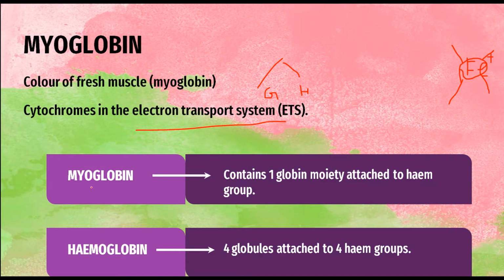There's one single difference between myoglobin and hemoglobin, which is the structural difference. Myoglobin contains one globin moiety attached to a heme group, and in hemoglobin 4 globins are attached to 4 heme groups. So basically myoglobin is simpler than hemoglobin, as the hemoglobin structure is similar to the quaternary structure of protein.